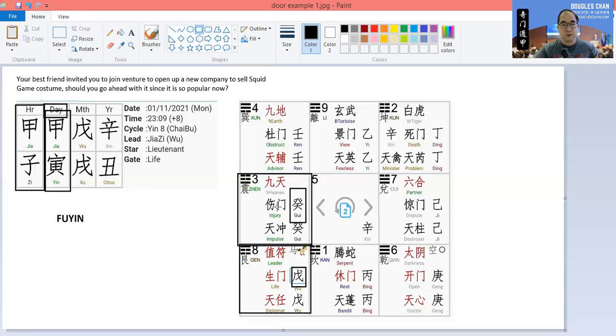In box number 3, we have an Injury, we have an Impulse, and we have a Nine Heaven. So we are talking about the current status and the future status of yourself. In this particular question, we are talking about an Injury with Nine Heaven. Injury Nine Heaven does not spell very good, because Injury is already a very, very bad door.